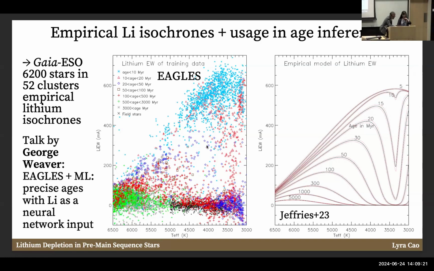So the building of these empirical libraries from these large surveys has enabled us to start tracking the depletion of lithium and start looking at it systematically in an age-dependent fashion from the empirical side. And I want to specifically highlight the talk coming up from George Weaver using these age-tagged stars and neural networks to then infer precisely for a whole bunch of these stars what their ages are from lithium.